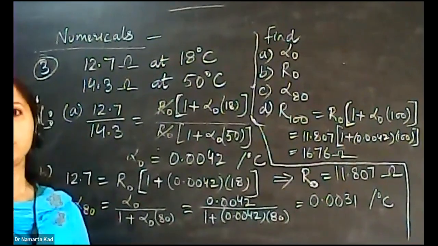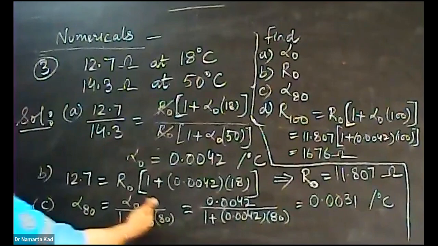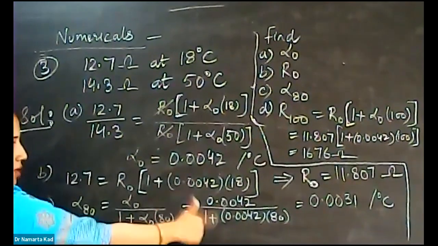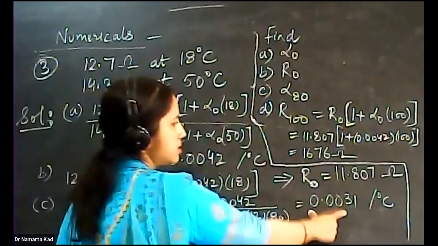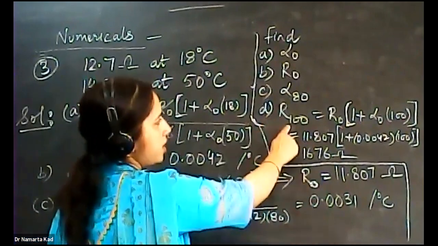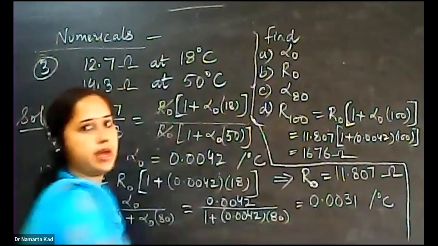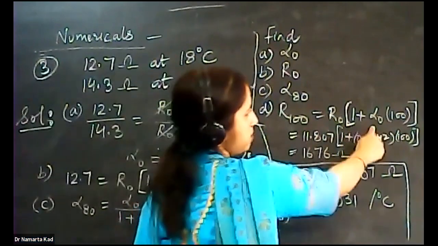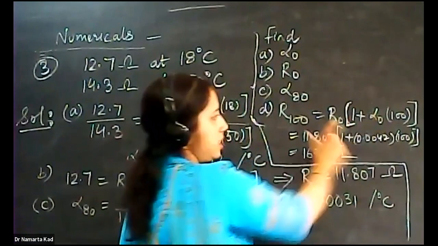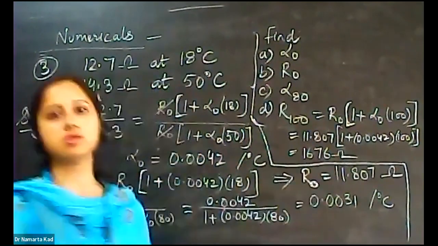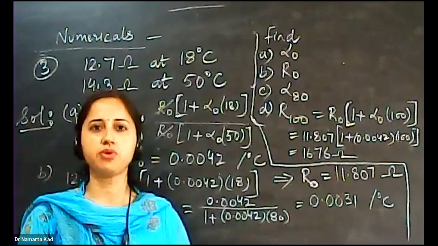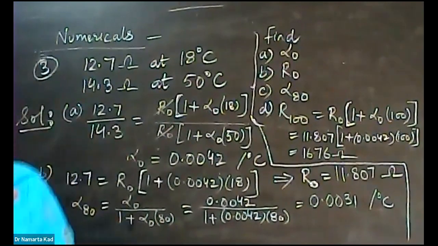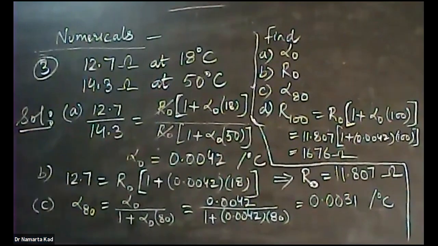that the same formula. So alpha naught divided by 1 plus alpha naught T1. So by putting down the values, you got this answer. And finally for R100, again the basic formula as per the definition. So R100 is equal to R naught into 1 plus alpha naught into 100. And upon putting the values, the answer comes out to be 16.76 ohms. Okay, so these are the three numericals based upon the temperature coefficient of resistance.